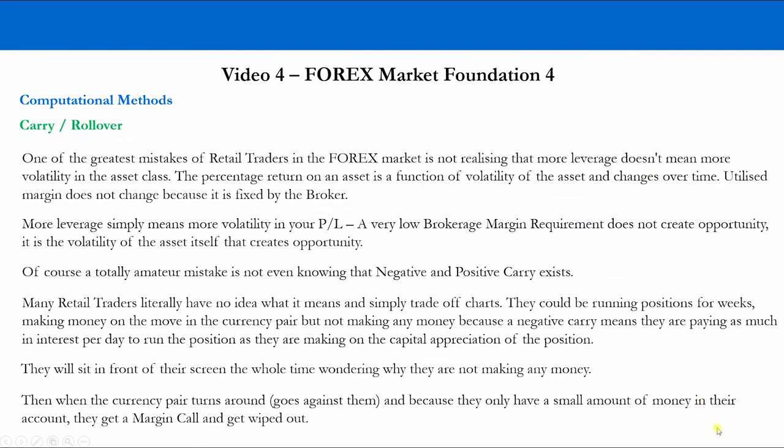And we talked about this earlier. One of the biggest mistakes of retail traders in the Forex market is just not realizing that more leverage doesn't mean more volatility in the asset class. We talked about this earlier when we were looking at margin, leverage, and exposure. And it becomes really important here because if you don't check carry, you can end up leveraging a negative carry, when obviously the idea of carry combined with leverage is to leverage a positive carry.